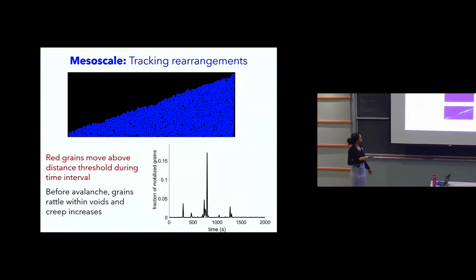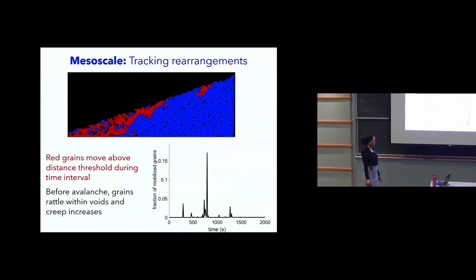Next, I'd like to talk about what we observe at the intermediate scale here. So now we're trying to look at features like rearrangements of clusters of grains or the intermittent flow behaviors that we observe, to connect to what we observe at the system scale. In this animation, I'm coloring the grains' positions according to how much they displace at a set interval of time. Blue are grains that did not move above a distance threshold, and red grains are those that did move above a distance threshold during the experimental run.